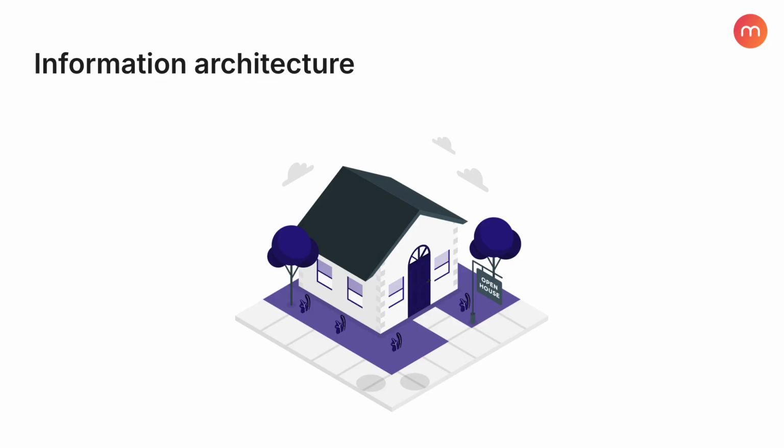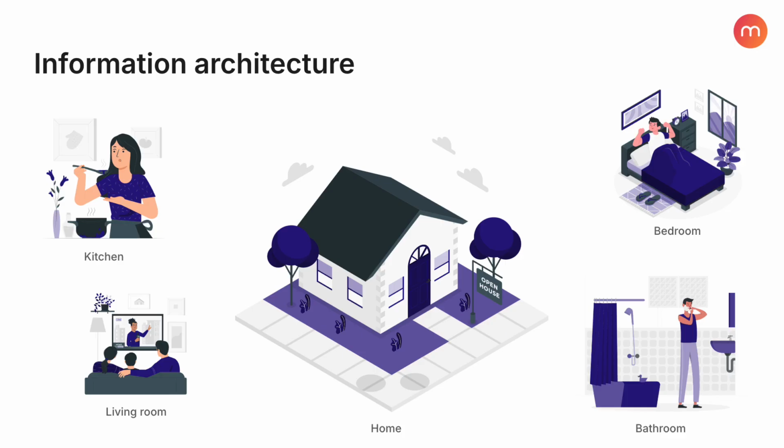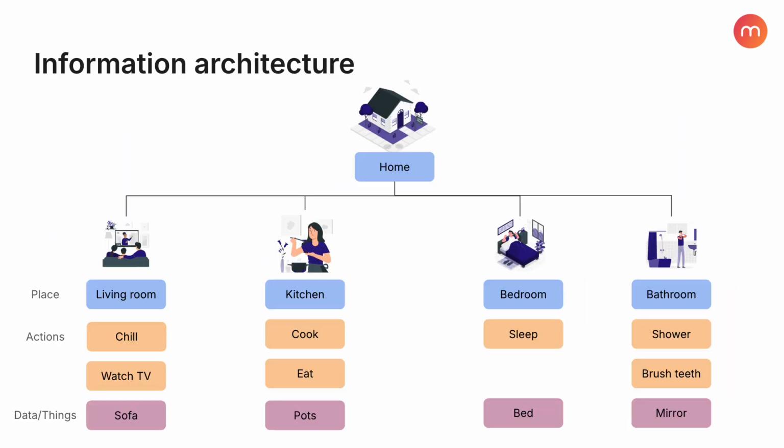You can think about information architecture a little bit like this. You've got this thing called a house, and the design of that house determines how easy it is for people to move around and find what they need. Now in the house, you've got different rooms with different functions and different things. You've got your kitchen, living room, bedroom and bathroom. Each one has a specific purpose.